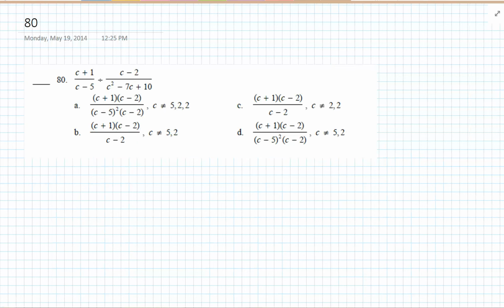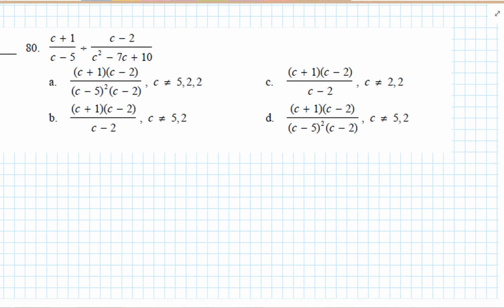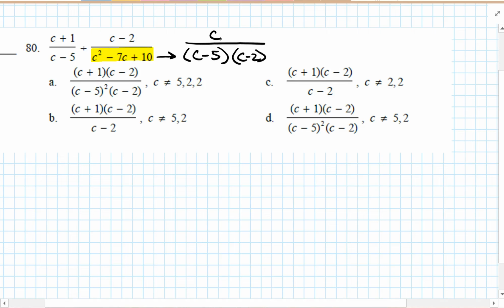80. c plus 1 over c minus 5 divided by c minus 2 over c squared minus 7c plus 10. So let's look at this part quickly. I need two numbers that have a product of 10 and a sum of -5 to factor this. Well, that becomes c minus 5 times c minus 2. And again, all that's over c minus 2.